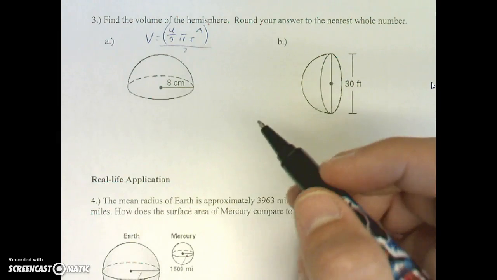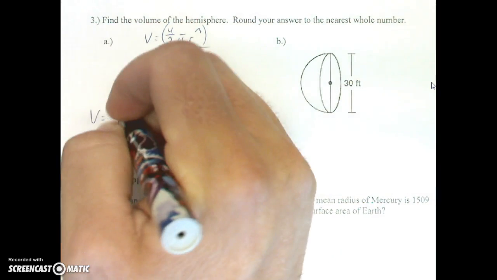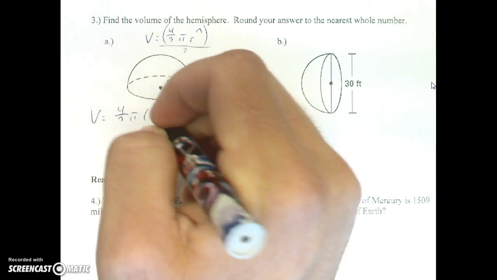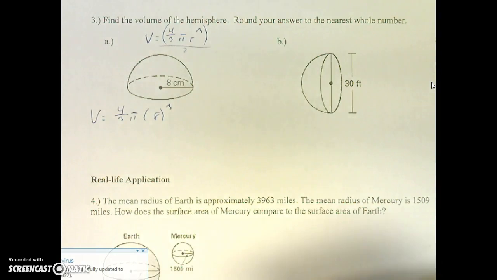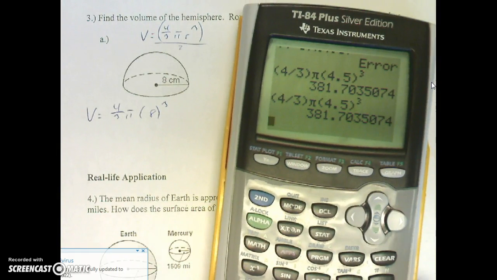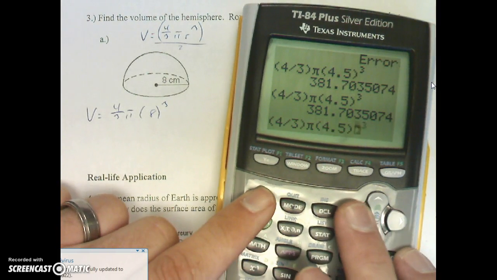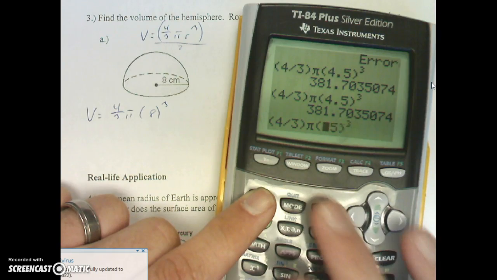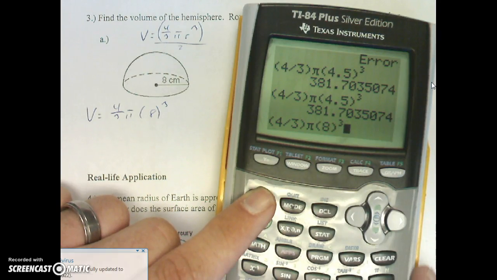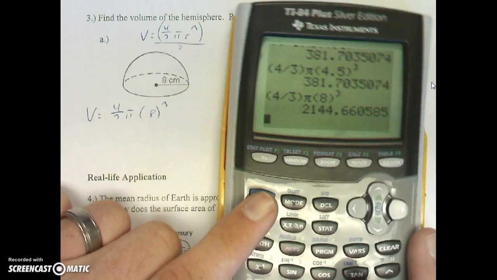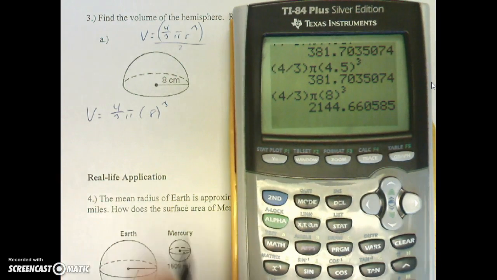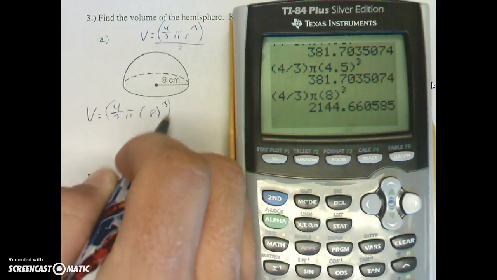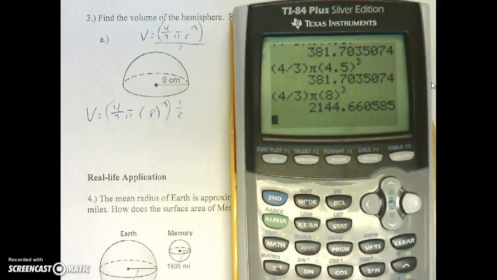Let's take a look at it. I'll show you the trick on the calculator to make it easy. Volume equals 4/3 pi 8 cubed. I'm going to do this first, just to make things simple for myself. Second enter, delete, change that to an 8. So 4/3 pi 8 cubed. I get 2,144.66. Now I'm going to take this answer and divide it by 2.